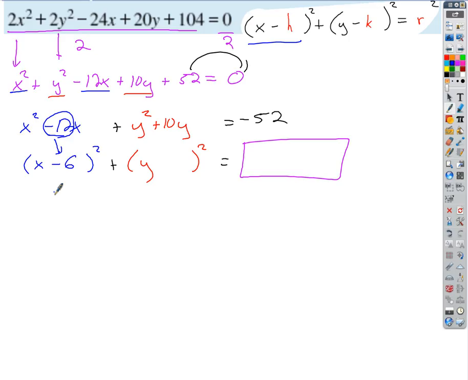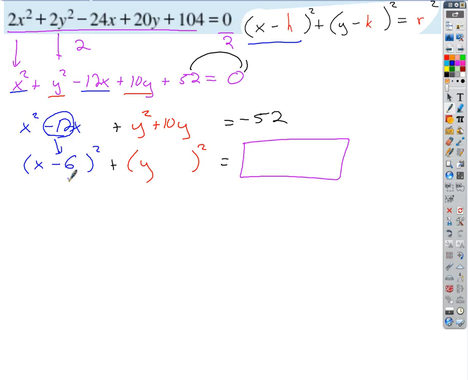It's, what is it? -6. It's 6, isn't it? It's because whatever number is being subtracted from x is h, right? So x minus h becomes x minus 6, so h is 6. That's one thing we know already, right? The x coordinate of the center of the circle is going to be at 6.